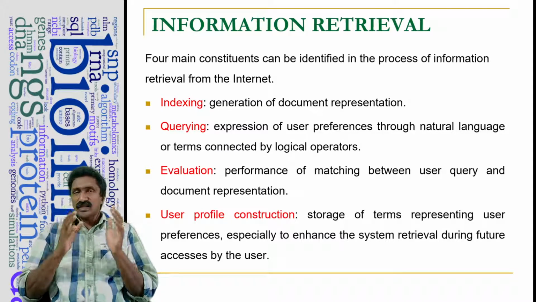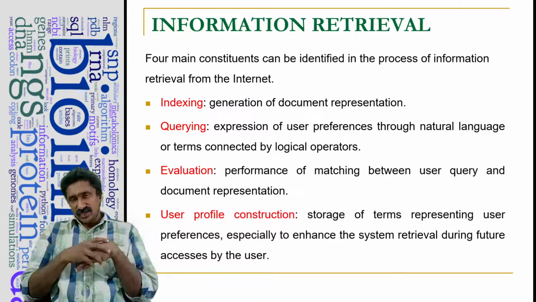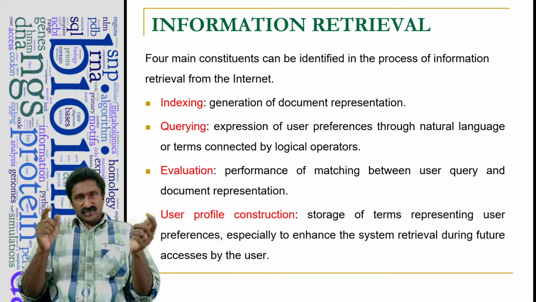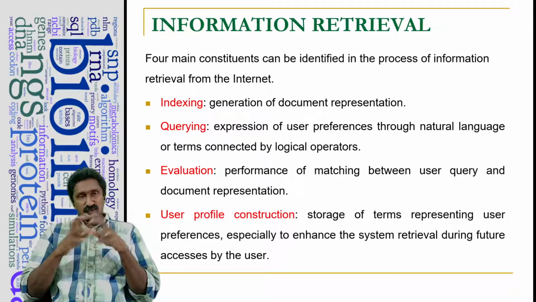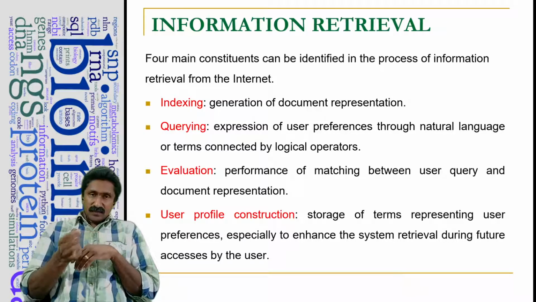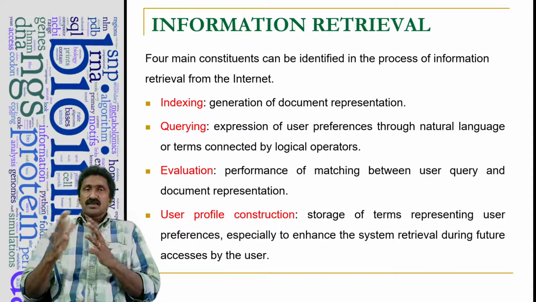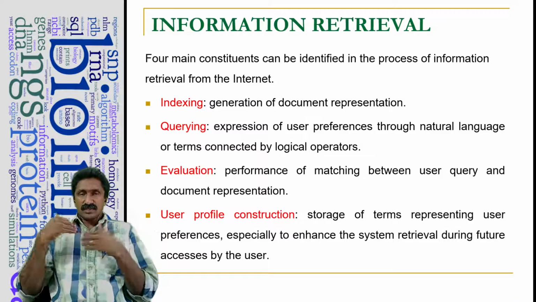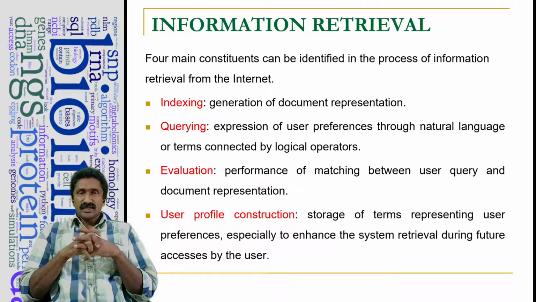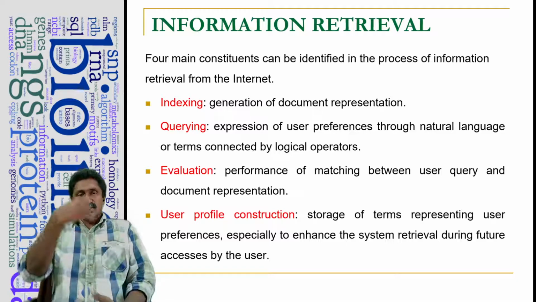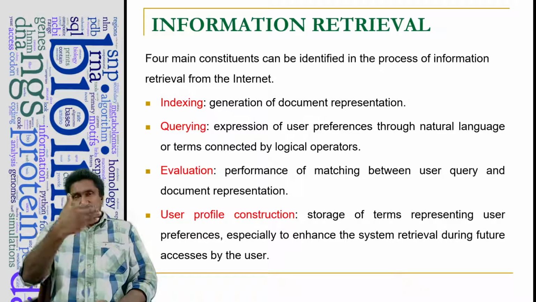So the query is actually the expression of the user's preference in natural language, that means English, and that needs to be connected with logical operators like and, or, not, and double quotes, etc. So that type of search needs to be used for filtering the results and getting exact information. Then the evaluation. The performance of matching between user query and the document representation is the evaluation. So, the user query is there, and the document representation or the document stored in the internet is there. That needs to be properly matched, and the top scoring documents need to be placed on the top of the list of query results.